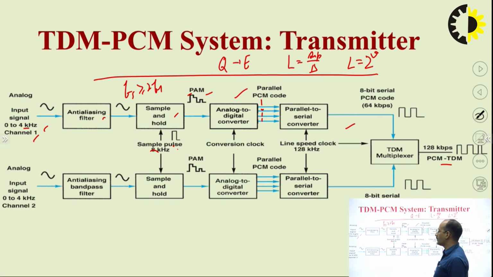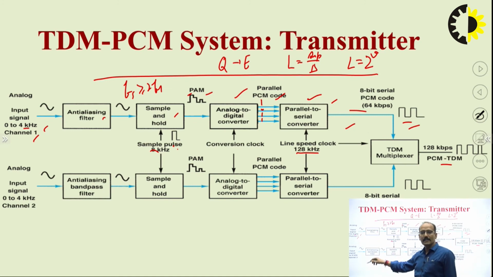But when we transfer that data on a bus, on a channel, that data will be transferred serially, meaning 1, after that 0, then 1, then 1. This means you have to convert this parallel PCM code into serial data. That's why a parallel to serial converter is used with a line speed clock of 128 kilohertz. After that we will get serial data.